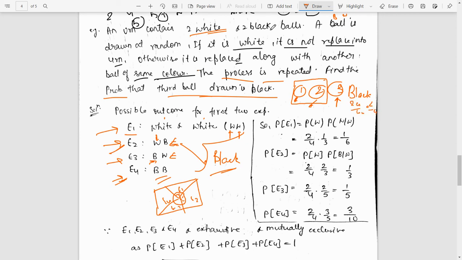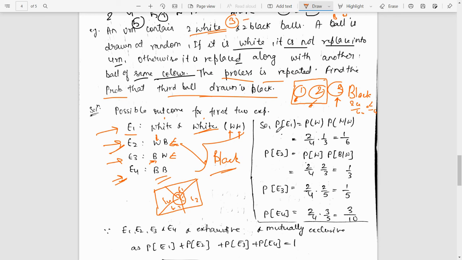And it's talking about black balls. So in the second chance, you also draw a white ball. Since you drew a white ball and did not replace it, because it says the white ball is not replaced, in the second case you will have just three balls there, and out of three balls, only one white ball is there. Simple thing: 2 by 4 into 1 by 3.